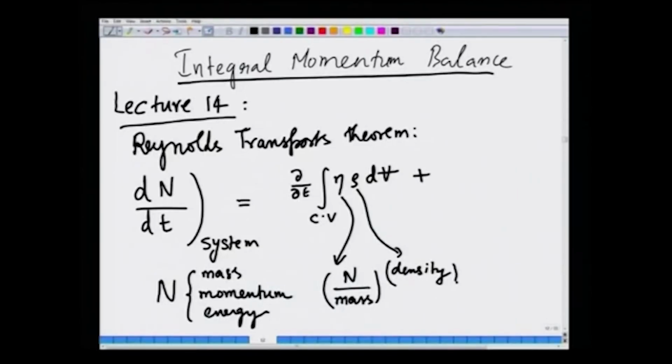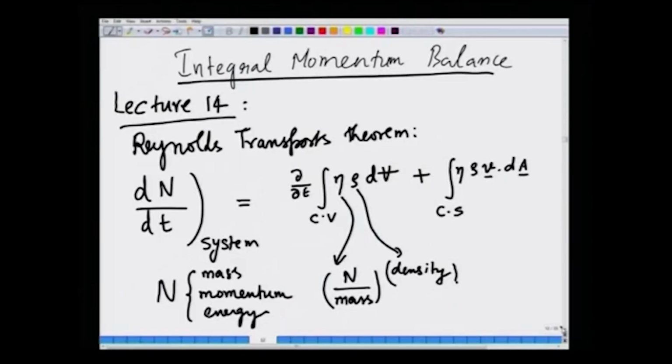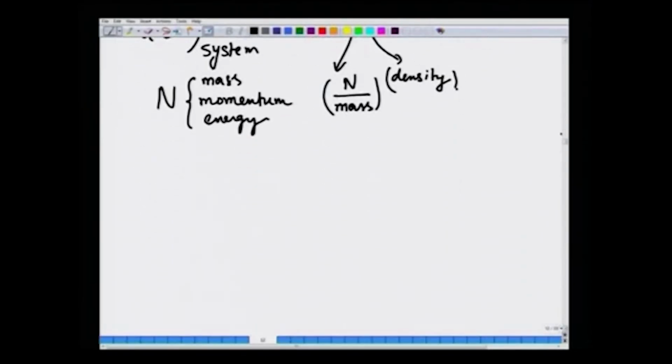But this is not all, because we realize that there can also be fluxes at the surfaces which bring in or take out material and thereby also bring in or take out mass, momentum or energy. So, the V dot n term is the term that corresponds to the entry or exit of momentum by virtue of the flow into or out of the control volume through the control surfaces. So, this was the Reynolds transport theorem.